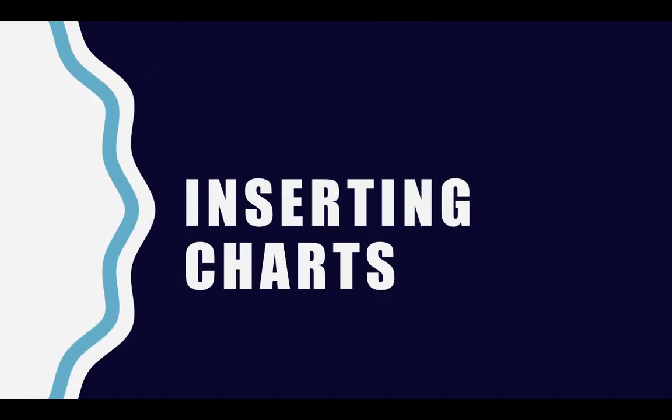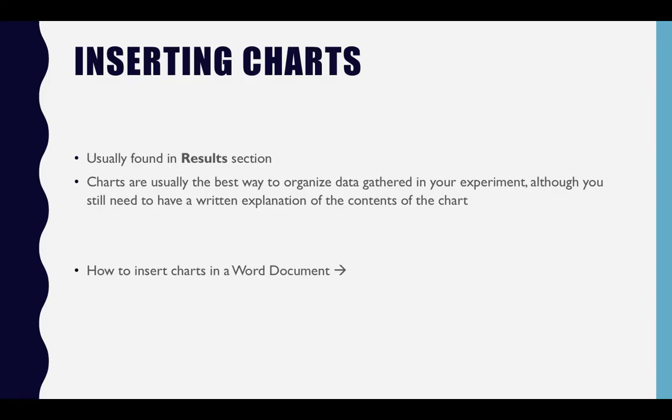So now we need to talk a little bit about inserting charts into your paper. Because in the results section, as I just mentioned, there needs to be a written explanation, but there also needs to be some sort of chart or graph that is kind of a visual representation of the data you gathered, okay? Charts are usually the best way to organize data that's gathered in the experiment, but you do have to have that written explanation as well, okay? So this will be in the results section of your paper.